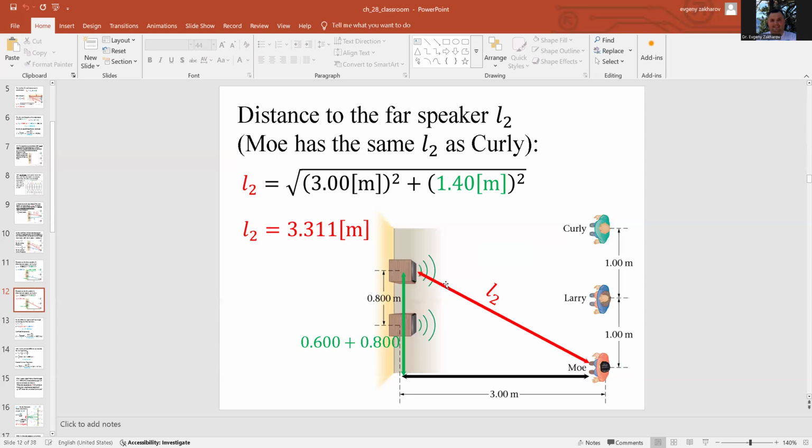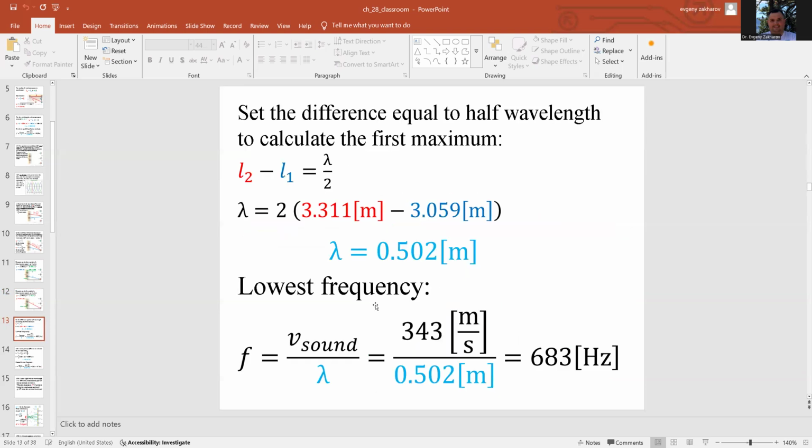For L sub 2, it's another right triangle. You can see that we got 0.6 and 0.8 to consider, and this distance also goes squared. The other side of the triangle is 3 meters that is given in the diagram. So solving for the hypotenuse, we get the second distance traveled by sound from the other loudspeaker.